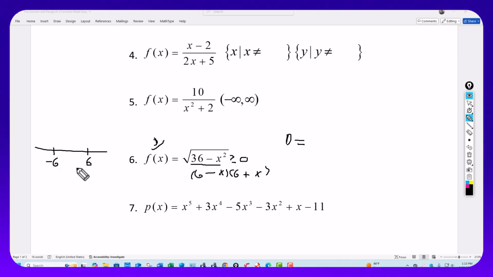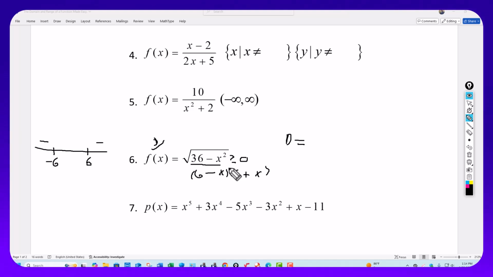So notice if I pick numbers larger than 6, say 7, 6 plus 7 is positive, 6 minus 7 is negative. So in here, this will be negative. If I pick numbers less than negative 7, 6 plus negative 7 is negative, and 6 minus negative 7 is positive. This will be plus, but because this is negative, this over here will be negative.